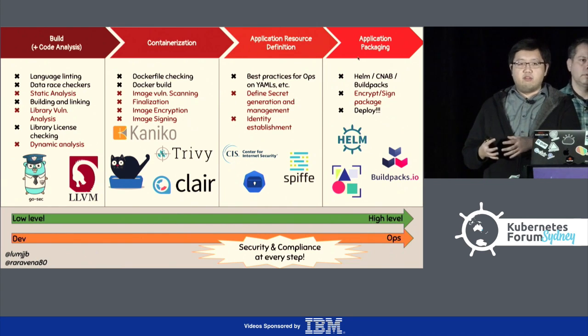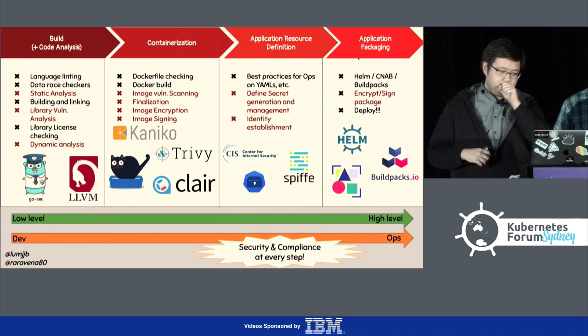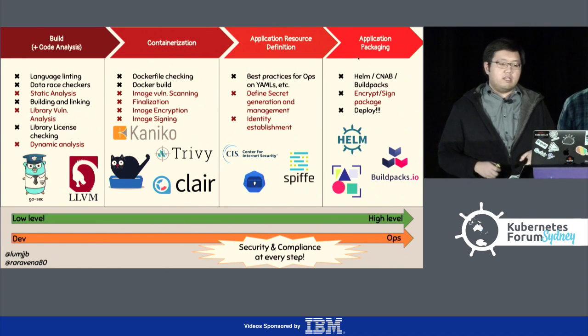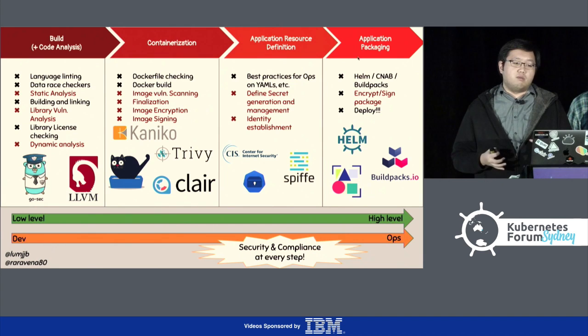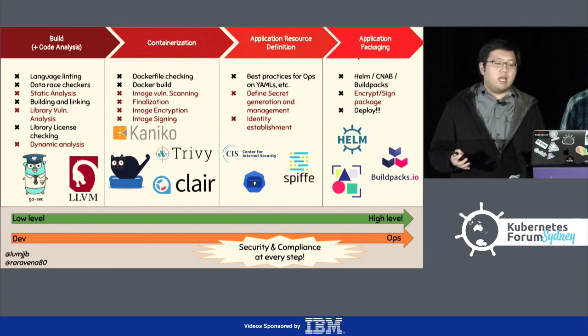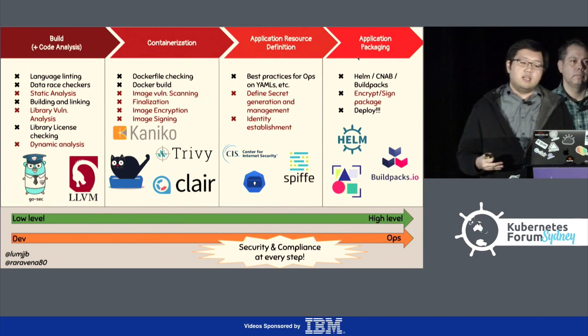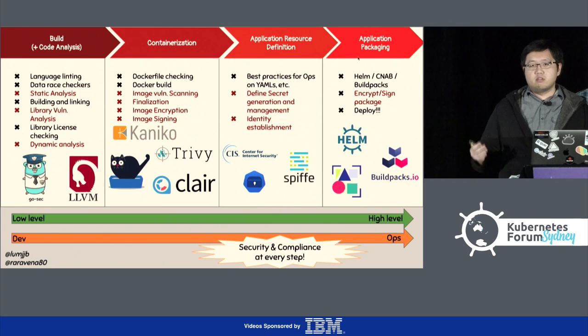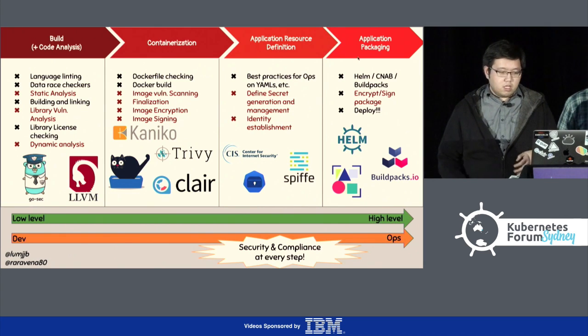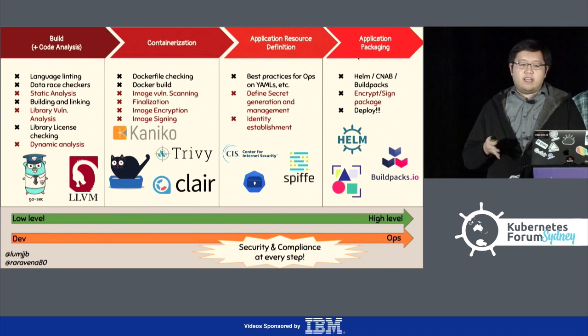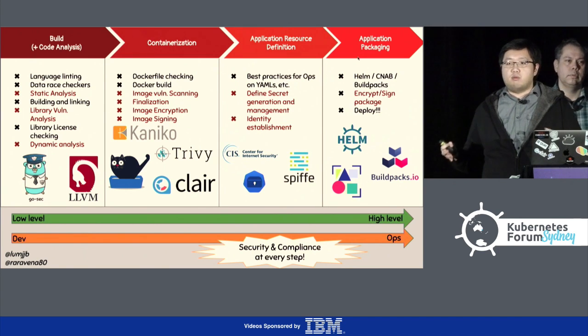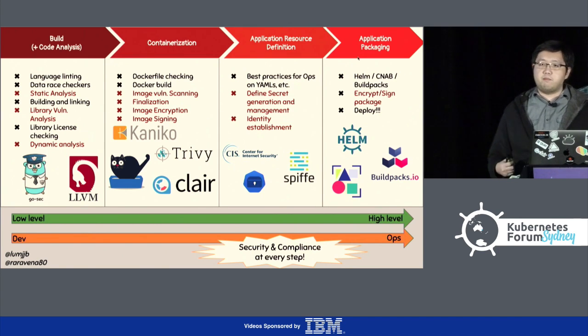And then we take this binary, and we want to containerize it. So in the containerization phase, we do Docker build, and at the same time, we do things like image scanning, image encryption, and also image signing. So the output of that is then this Docker image that we have that's encrypted and signed, which is great.